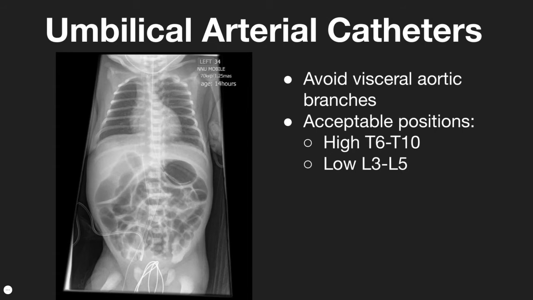Now we're going to talk about umbilical arterial catheters. The umbilical cord typically contains 2 arteries and 1 vein and can be cannulated to provide intravenous access. The acceptable positions are stated on the slide. The UAC positions were decided with the goal of avoiding placement of the tip at the celiac axis at T12 and SMA at L1, in case thrombus at the catheter tip causes vascular occlusion.